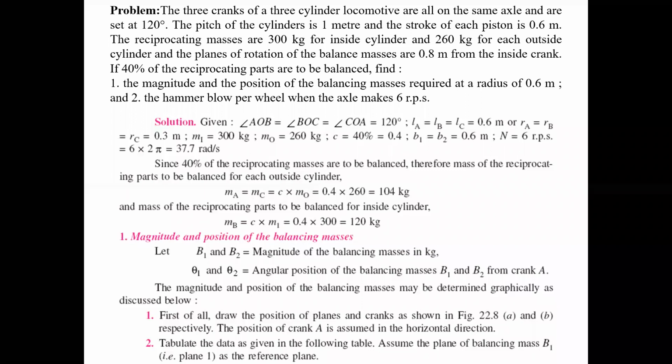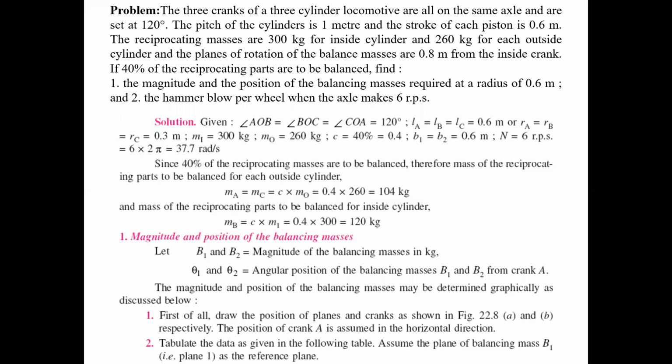Now we write the masses. MI is the inside cylinder mass, the reciprocating mass of the inside cylinder, which is 300 kg, and MO, the outside cylinders' mass, is 260 kg. C is the fraction: 40% of the reciprocating parts are to be balanced, that means the fraction value is 0.4.